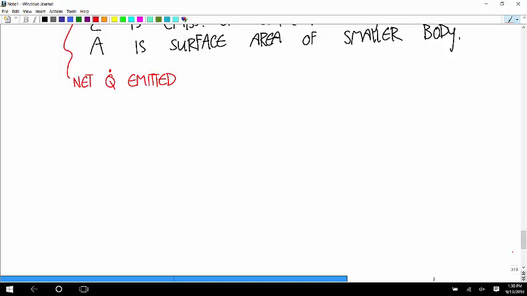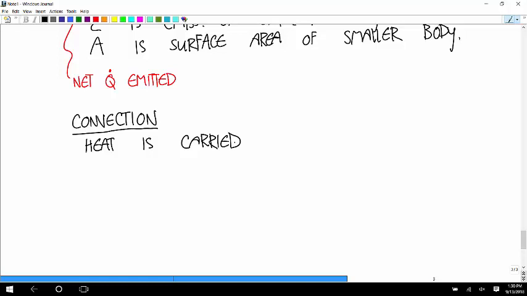And then the last mode of heat transfer is convection. And in this case, heat is carried to a new location by moving particles.